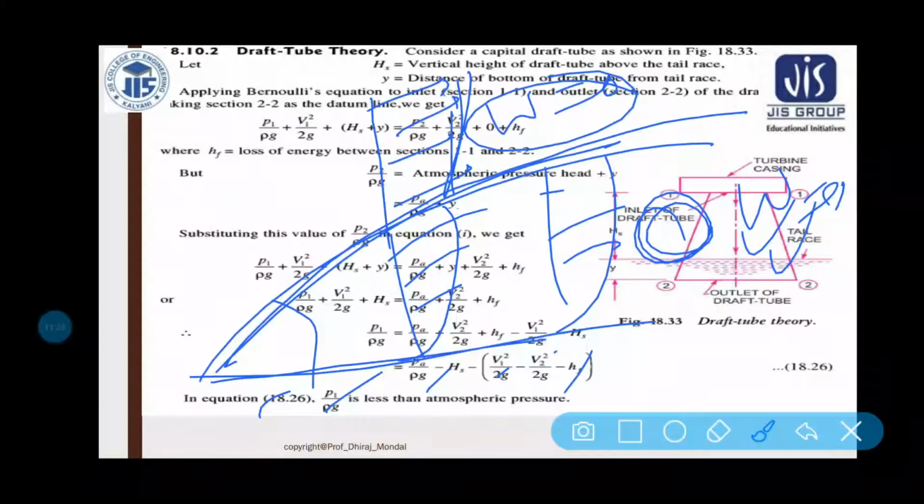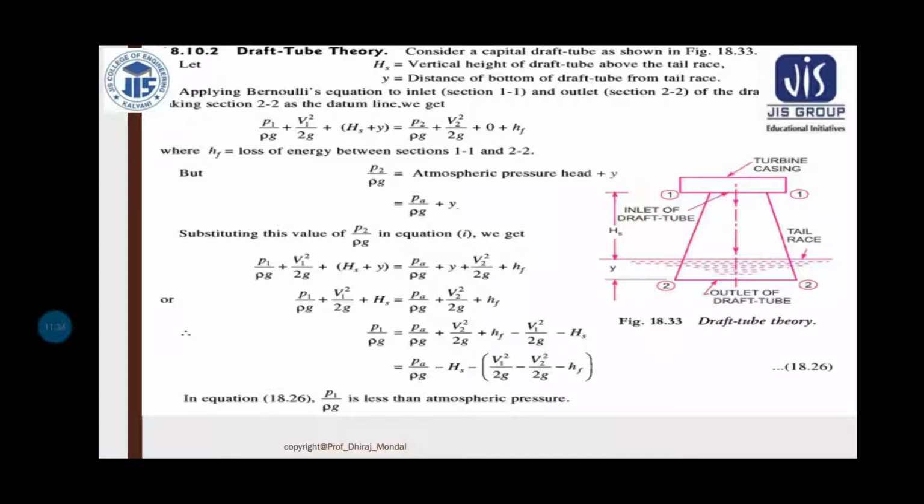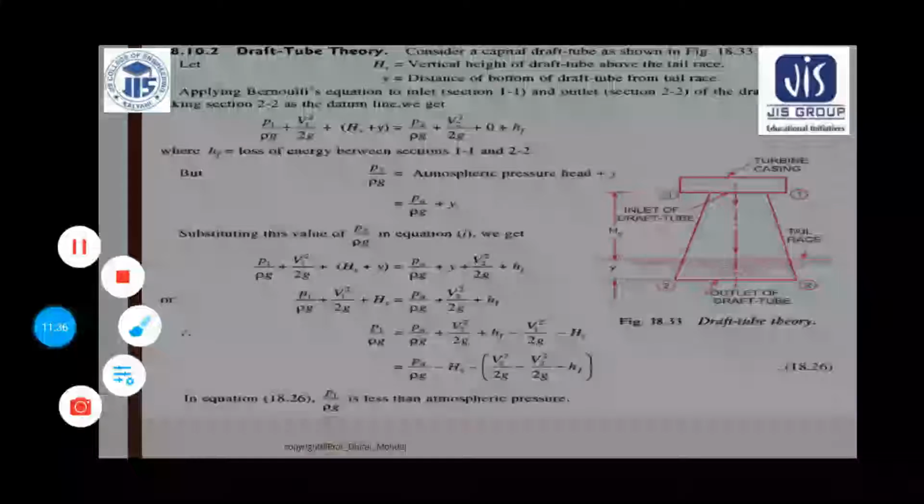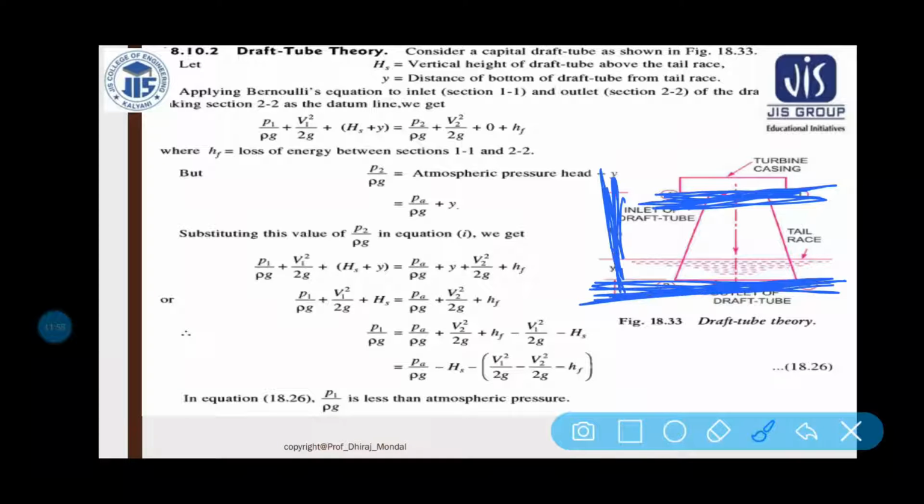Okay, so this is discussed earlier in fluid mechanics, so I think it is clear. Here, applying Bernoulli's theorem: P1 by rho g plus V1 square by 2g plus what is the head, Hs plus Y, this is the total head, is equal to P2 by rho g plus V2 square by 2g plus 0, because potential energy is 0 here.